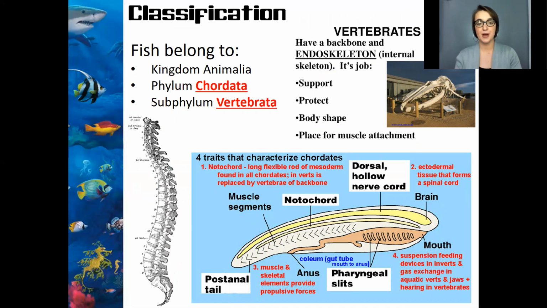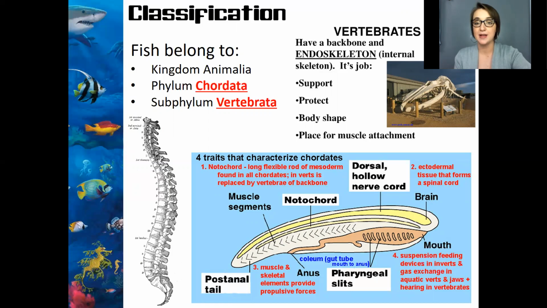Now, we're going to talk about two different types of fish. So we're going to kind of break down the classification a little bit. So fish, of course, are going to belong to the kingdom Animalia. So they are animals. Specifically, they're going to be broken down even further into the phylum Chordata, which just means vertebrae. And that brings us to the subphylum, which is Vertebrata. So they are relatively simple there on that breakdown.